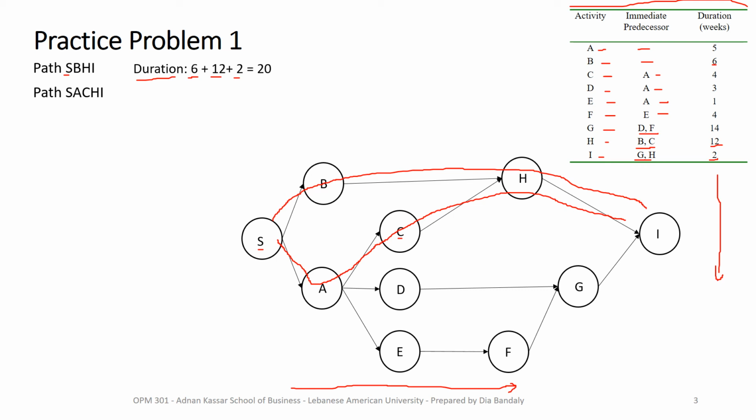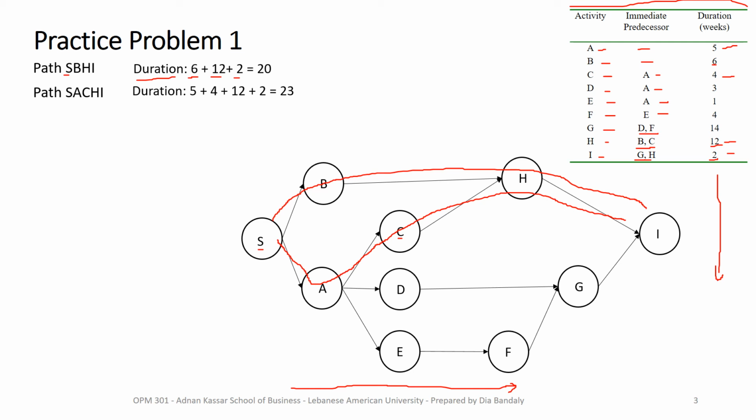Now the second path, as I showed you, S, A, C, H, I, now its duration. The duration comes from A, so it's 5. And then we have C, so plus 4, 9. Then we have H, 9 plus 12, that's 21. And then we have 2, and that's 23.